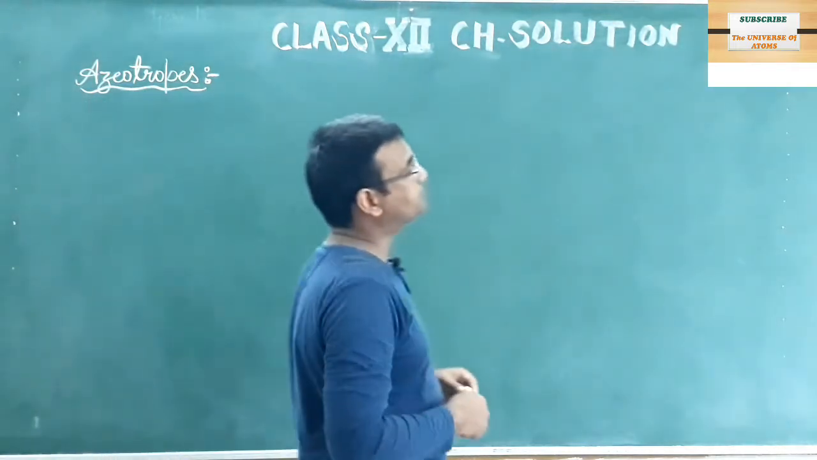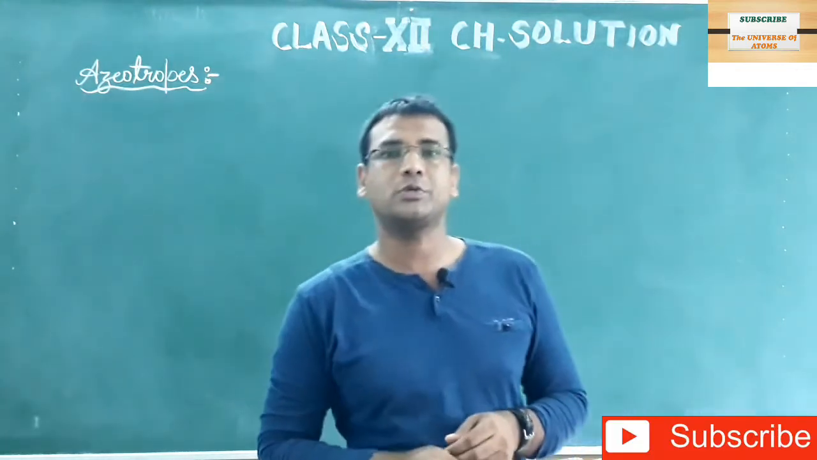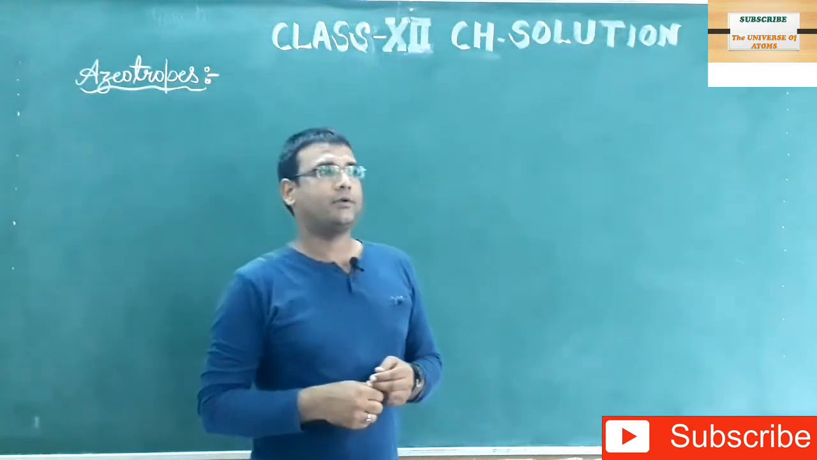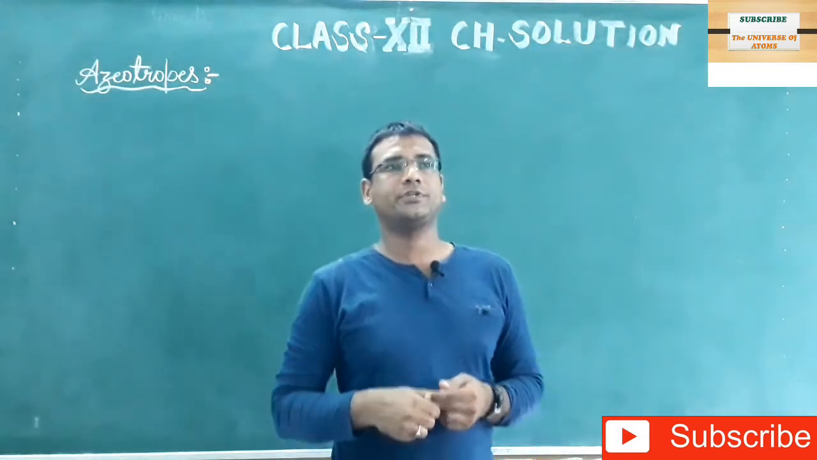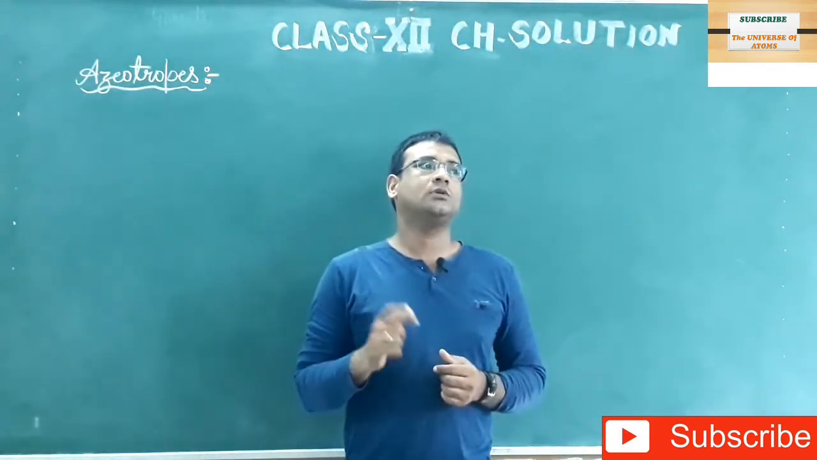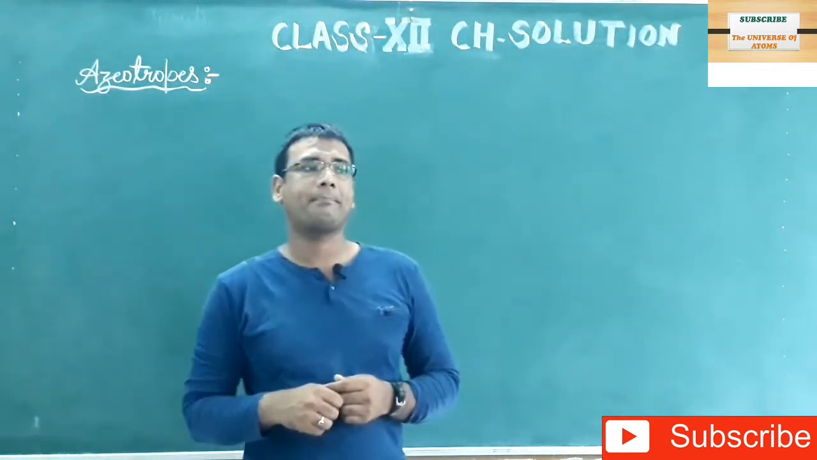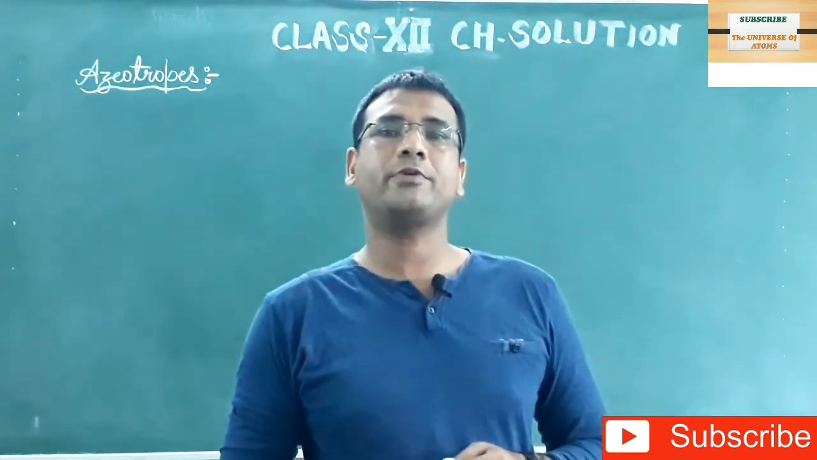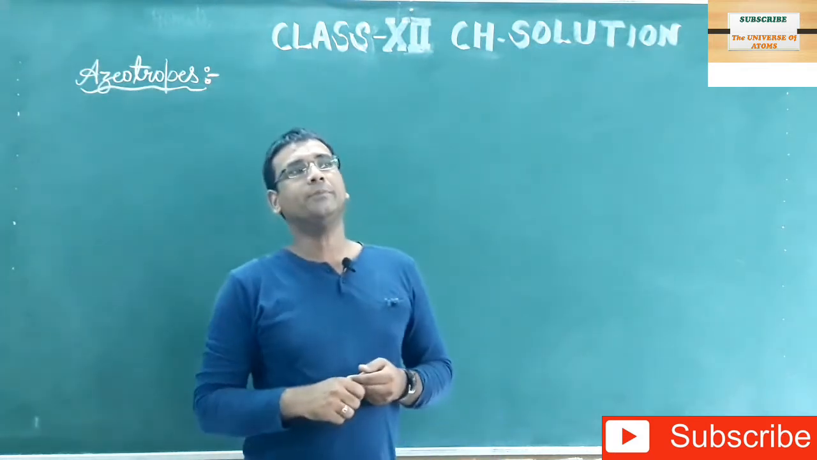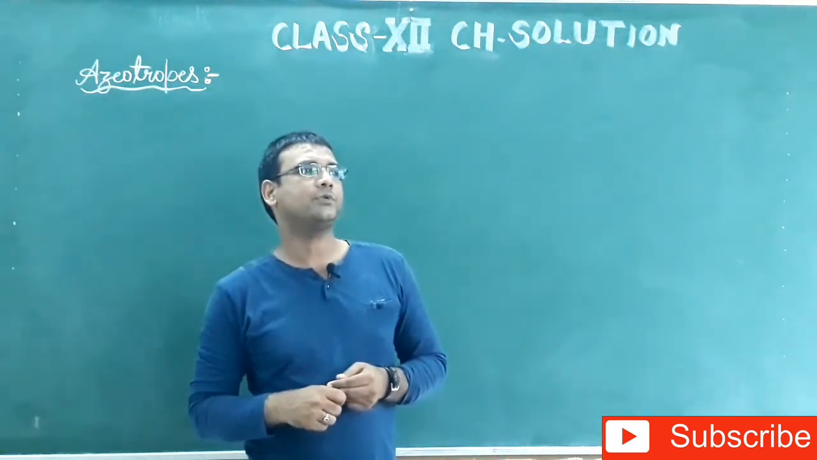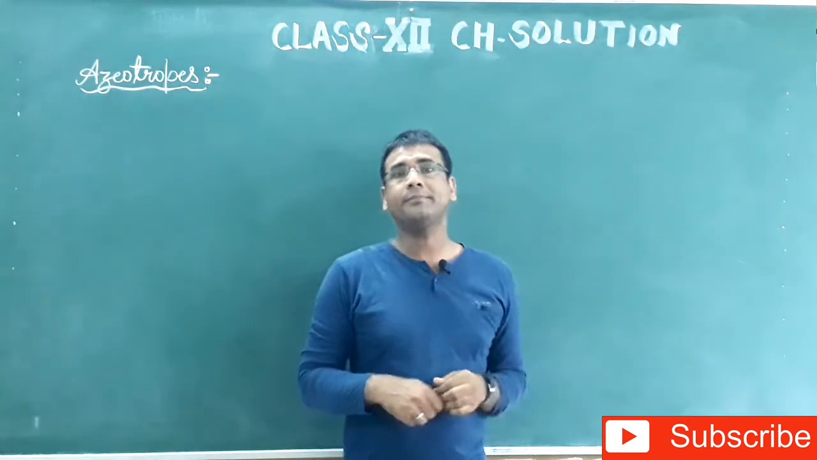In the last video we discussed many things including types of solutions on the basis of Raoult's law, that is ideal solution and non-ideal solution. Then in non-ideal solution we discussed two types: positive deviation from Raoult's law and negative deviation from Raoult's law. This was the last part we discussed. You can watch the last video for revision in the I button.